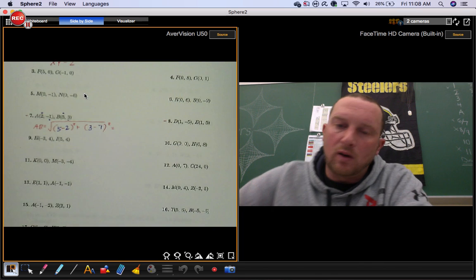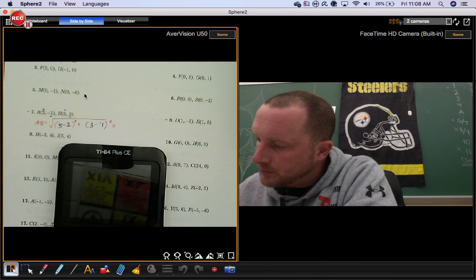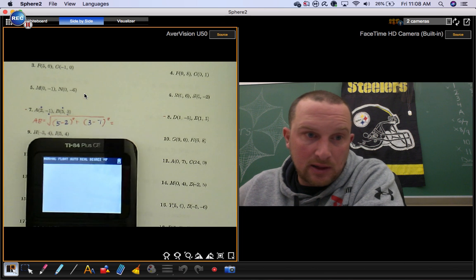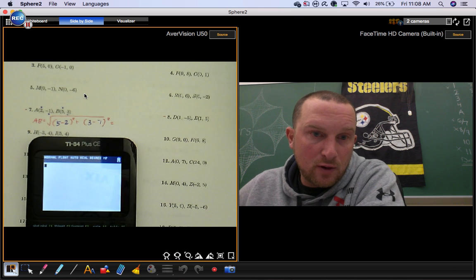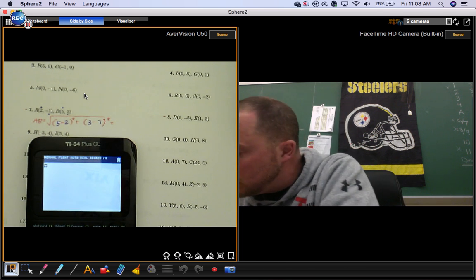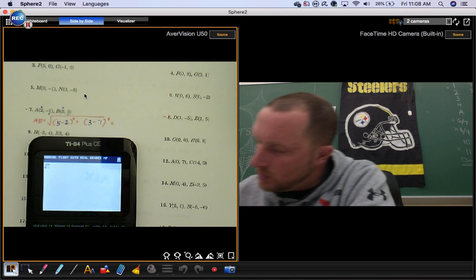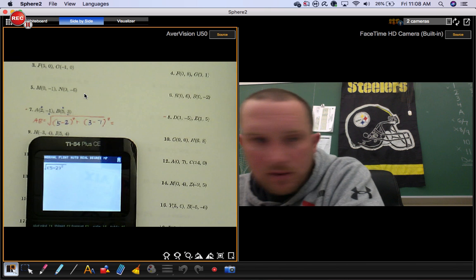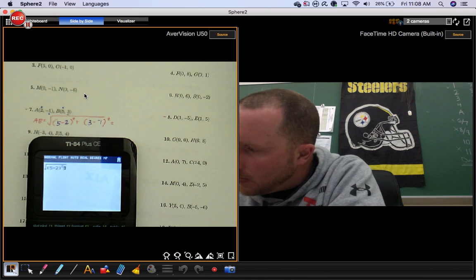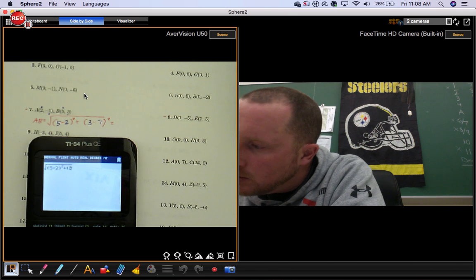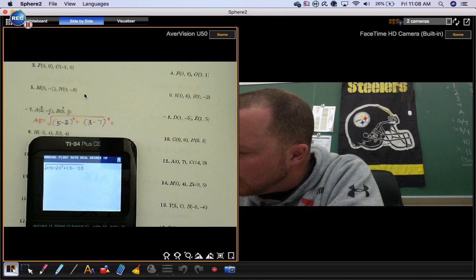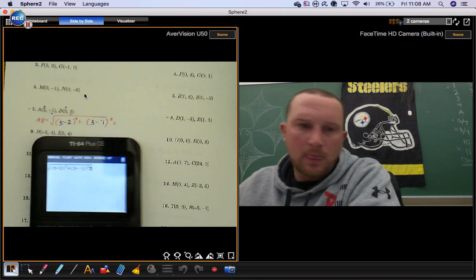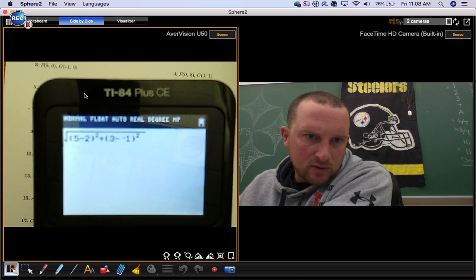We're going to type this all into the calculator. And if you don't have access to a calculator, let me know. I will show you how to turn your phone into a calculator. So we're going to take the square root of 5 minus 2 squared plus, new parentheses, 3 minus negative 1 squared. So that's how you type it in. That's what it should look like.